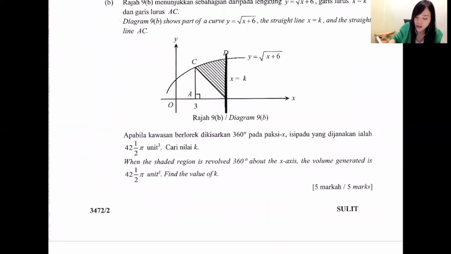This one is x equals k. And the straight line AC, I also can see it. Okay, my dear. So before I start, I want to tell you guys, this straight line is called x equals k. That means as long as you're on this line, your x is all k.